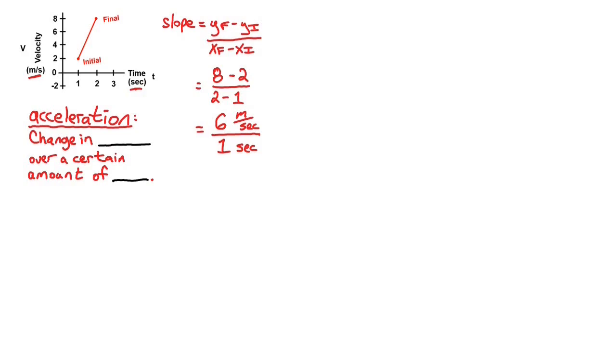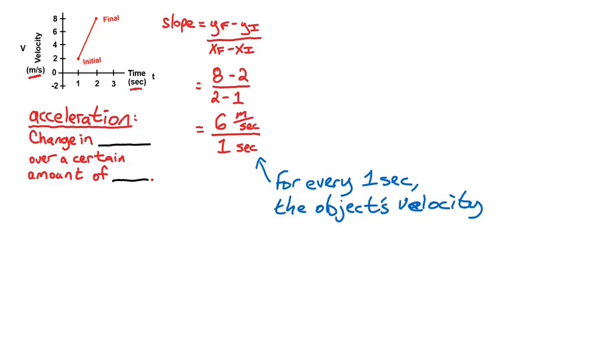Okay, so what is this actually telling us here? What do these units actually mean? So this is basically saying for every second, the object's velocity changes by 6 meters per second. Once again, let me just reread this: for every 1 second, the object's velocity changes by 6 meters per second. What this is basically describing to us is actually an acceleration.